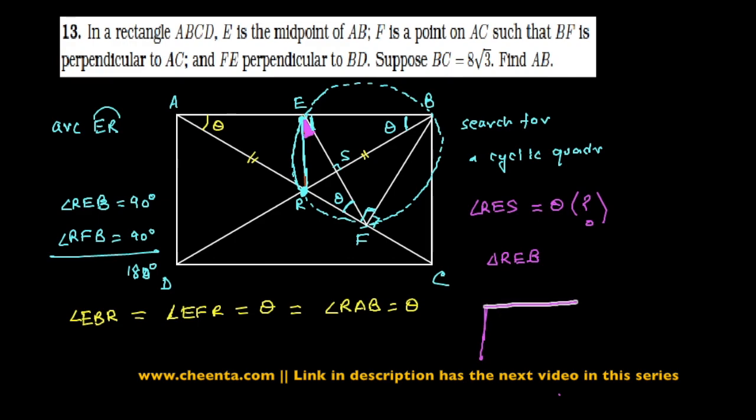So let me draw it separately here. REB is a right angle triangle, and we have dropped as if a perpendicular ES. So this is 90, this is 90. If this angle is theta, then you can easily show that this angle is also theta. So this little geometry will actually solve the problem totally.